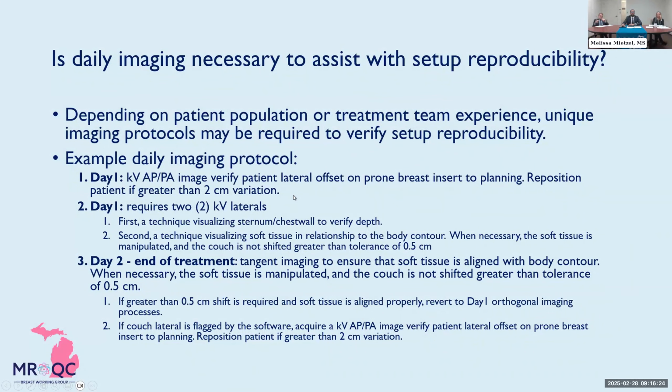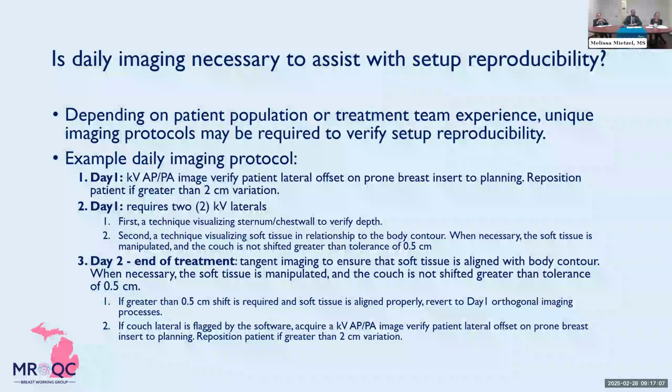So on day one, KV-AP/PA images are acquired to verify the lateral offset of the patient, and the patient is repositioned if they are offset by more than 2 centimeters. Also on day one, 2 lateral KV images are acquired. The first uses an imaging technique to visualize the chest wall in order to verify the patient's depth or vertical positioning. The second image is used to visualize soft tissue in relationship to the body contour. And when necessary, the soft tissue is manipulated and the couch is not shifted greater than 5 millimeters.